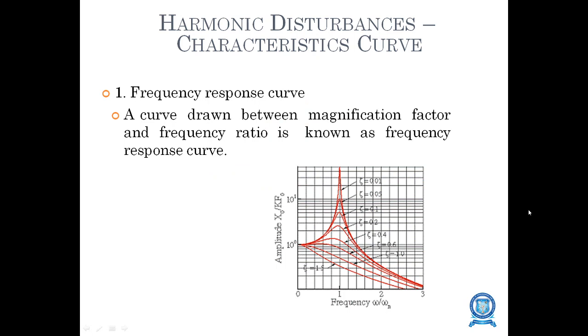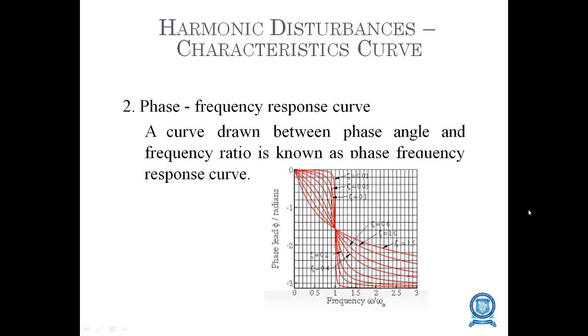Next, we are going to see about the harmonic disturbances and the characteristic curves. First, the frequency response curve. A curve drawn between magnification factor and the frequency ratio is known as the frequency response curve. This curve denotes the eta values 0.02, 0.05, 0.1, 0.2, 0.4, 0.6, 1 and 1.3, and the amplitude values correspond to the eta values from 1.5 to 0.001.